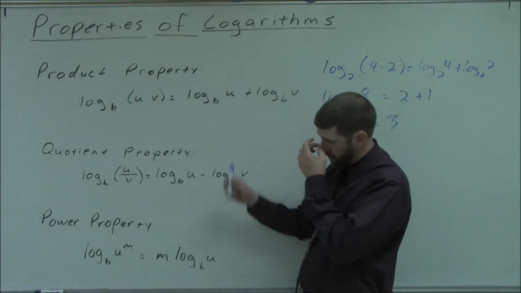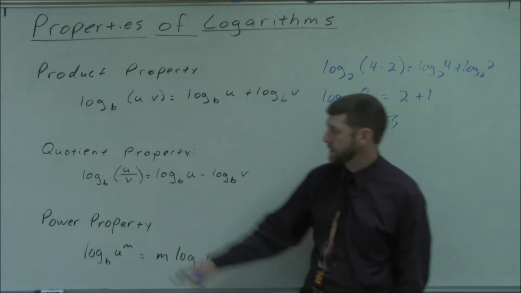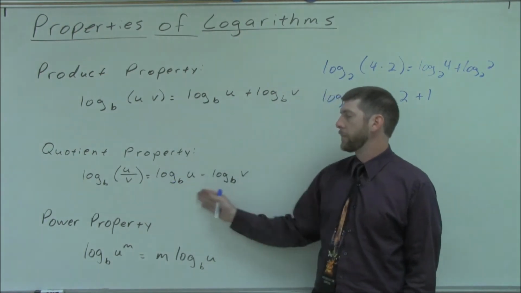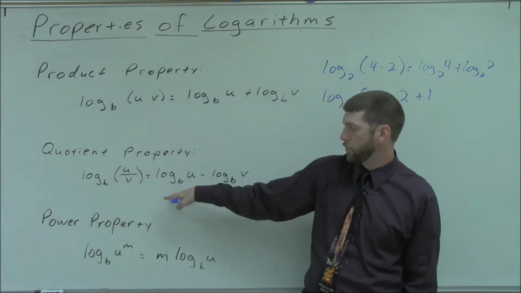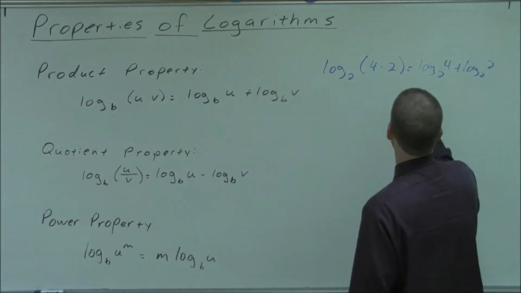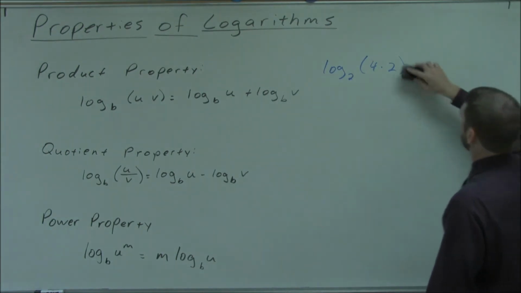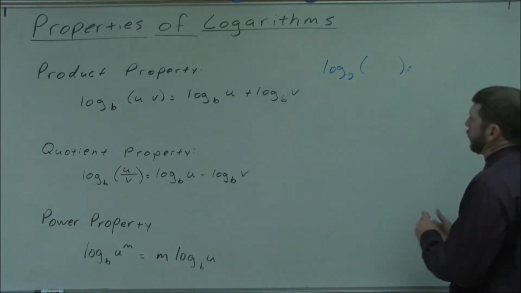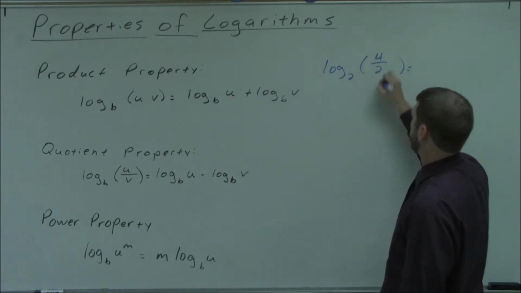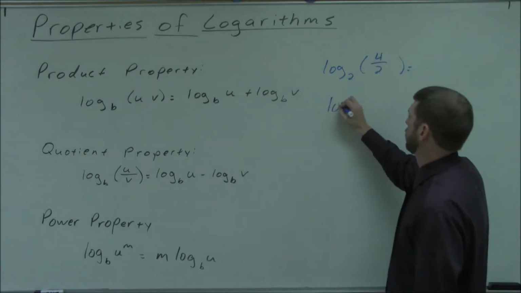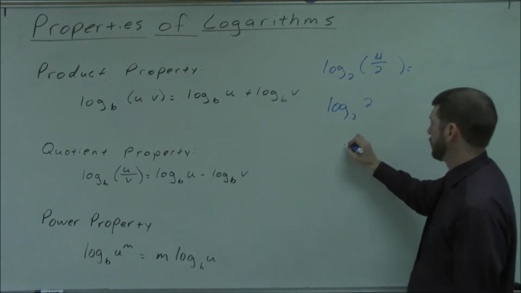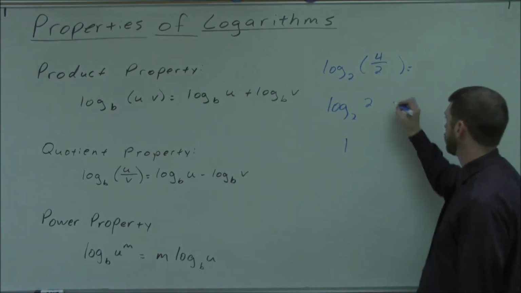Well, let's look at the quotient property. Quotient property says if I have log of a quotient, then I can just treat that as the difference of the two logs. The log of the numerator minus log of the denominator. So let's kind of keep our example up here. And we'll make that 4 divided by 2. Well, we all know that 4 divided by 2 is 2. Log base 2 of 2 should equal 1 because 2 to the first power equals 2.